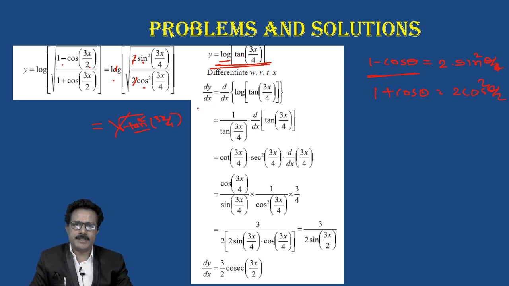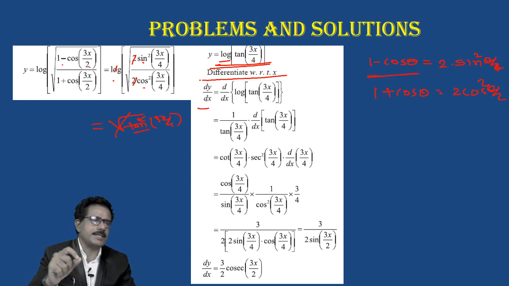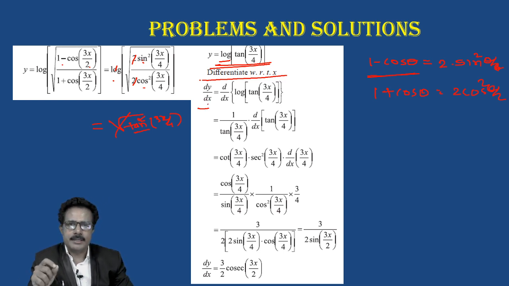Now we can differentiate this. This is the simple form. Then we cannot take another simple form in log. Therefore differentiate this. अब इसका differentiation करते हैं. Y differentiate with respect to x is dy by dx equals derivative of log of tan 3x by 4. Now what is the derivative of log?